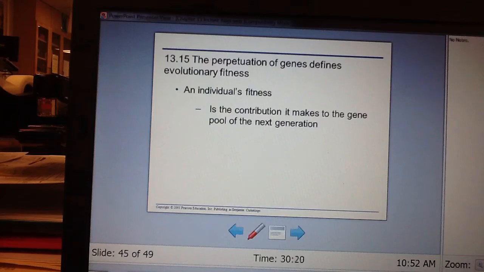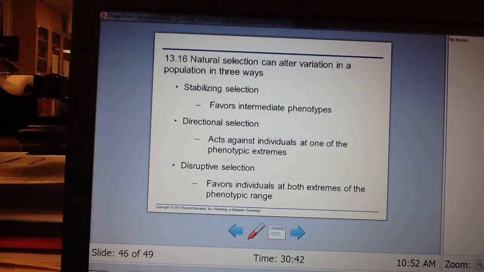One of the big things about this is we're talking about passing on your traits. When we talk about that, what we're referring to is your fitness, not your physical health, but your ability to donate genes to the next generation. So if you reproduce, you pass or donate your genes on to the next generation. That makes you fit or have fitness.